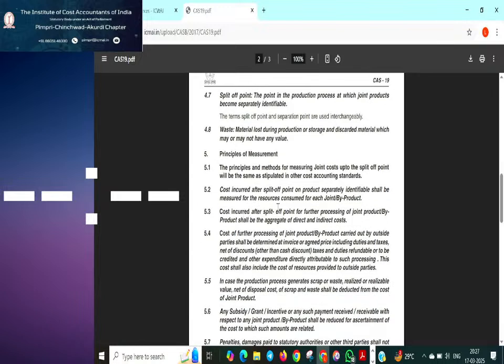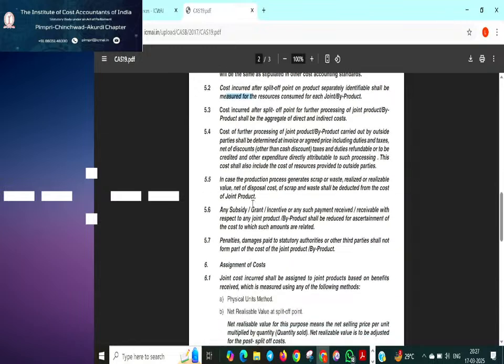Now coming to principles of measurement once again, cost incurred after the split off point on products separately identifiable shall be measured for the resources consumed for each joint or byproduct. That we know, that we can easily do. Cost incurred after the split off point for further processing of joint or byproduct shall be the aggregate of direct and indirect cost. Cost of further processing of joint product or byproduct carried out by outside parties shall be determined on invoice or agreed price.